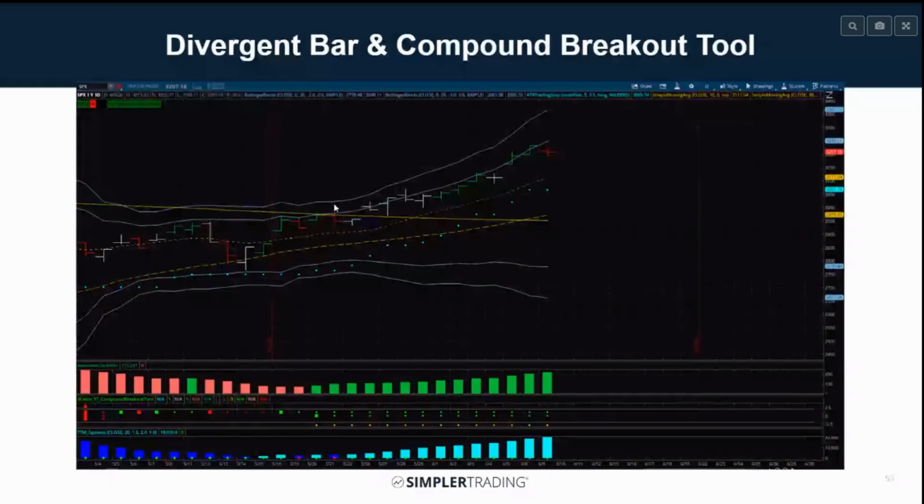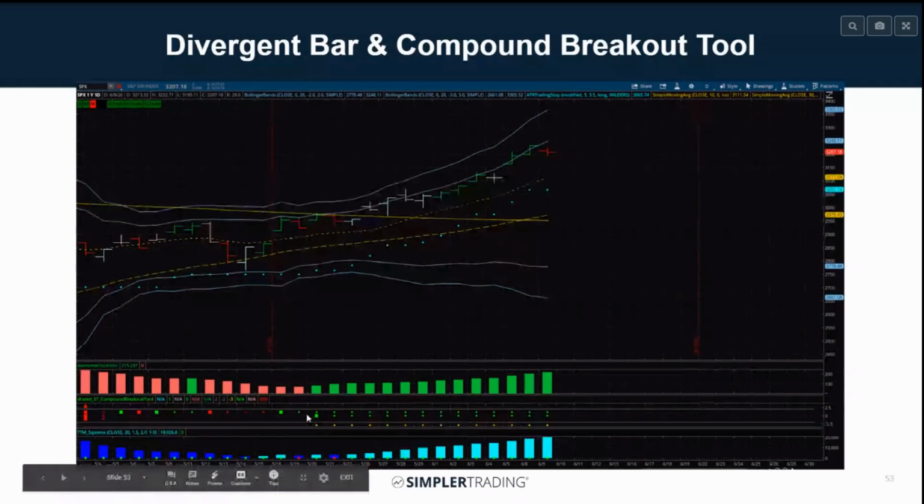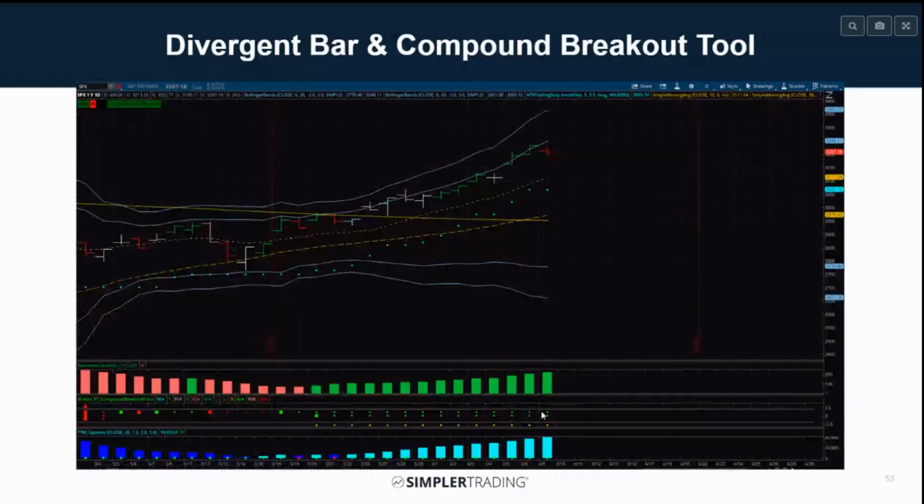So here, for example, we had a bullish divergent bar that followed through immediately the next day with a higher high. Here was a bullish divergent bar, next day followed through with a higher high. Here was a bullish divergent bar, next day was technically a higher high. You can see though the trend itself continued to the upside. Here was another bullish divergent bar, followed through the next trading day with a higher high. All that time, the signal on the compound breakout tool is still valid for a bullish trend.